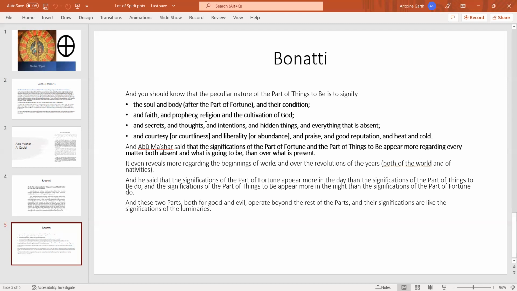And then Abu Mashar says, part of fortune and part of things appear more regarding every matter, both absent and what is going to be, than over what is present. I think that's interesting and important. They also say somewhere that it shows up more in the charts of people whose lives are prominent. So everybody that we're going to look at today, their lives are prominent.